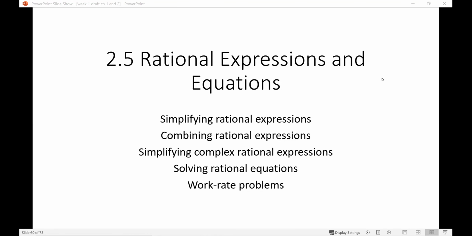This video is going to cover section 2.5, which is rational expressions and equations. Rational just means fractions. So we're going to simplify rational expressions. We're going to combine rational expressions using addition, subtraction, multiplication, and division. We're going to simplify complex rational expressions, and we're going to solve rational equations and work on some work rate problems.